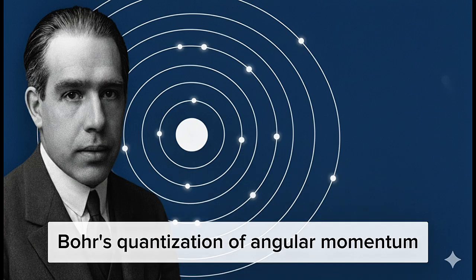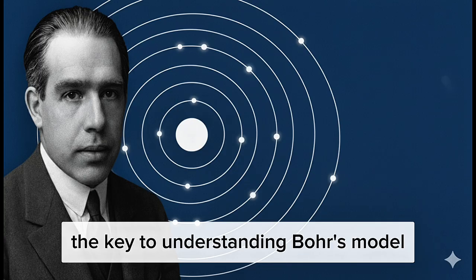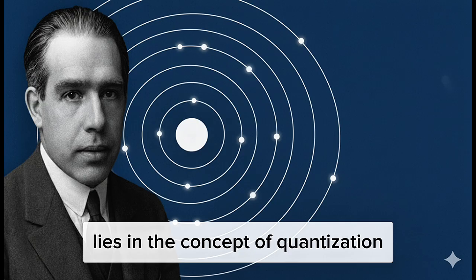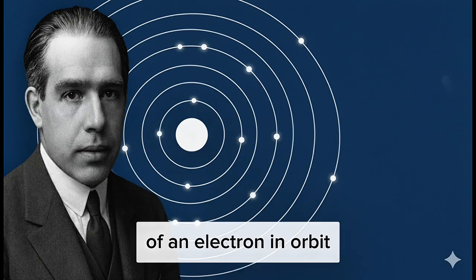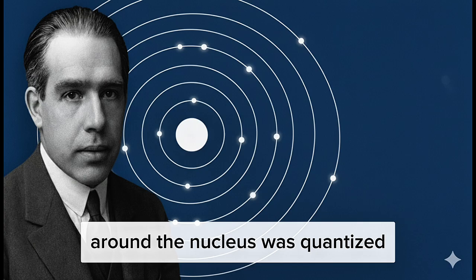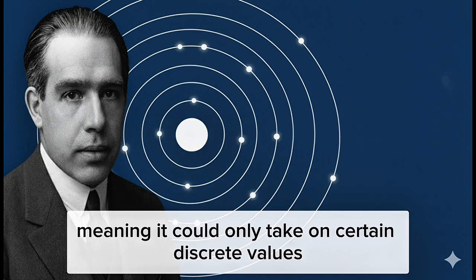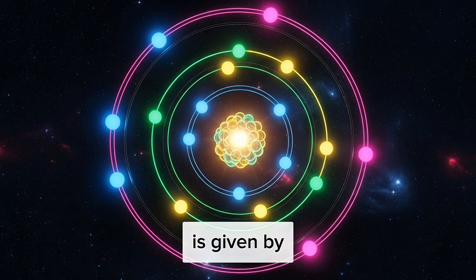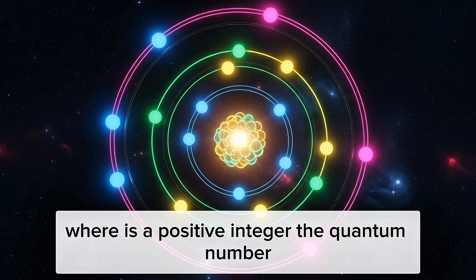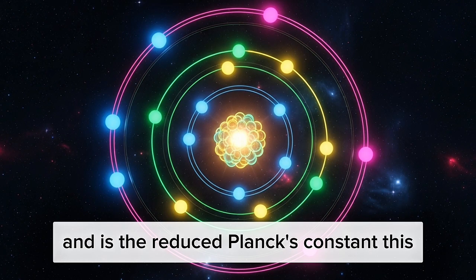Bohr's quantization of angular momentum. The key to understanding Bohr's model lies in the concept of quantization. Bohr postulated that the angular momentum of an electron in orbit around the nucleus was quantized, meaning it could only take on certain discrete values. Specifically, the angular momentum of an electron in the nth orbit is given by L = nħ, where n is a positive integer, the quantum number, and ħ is the reduced Planck's constant.